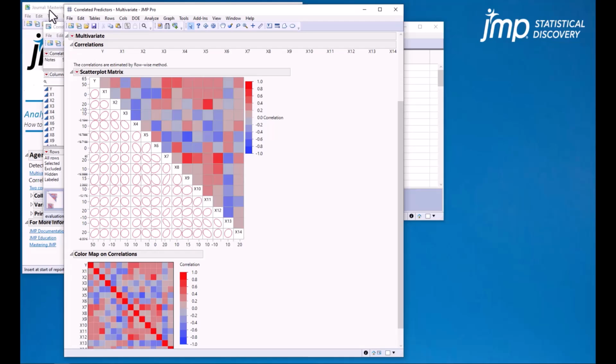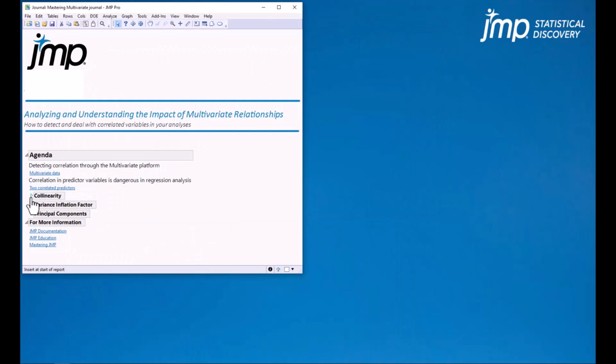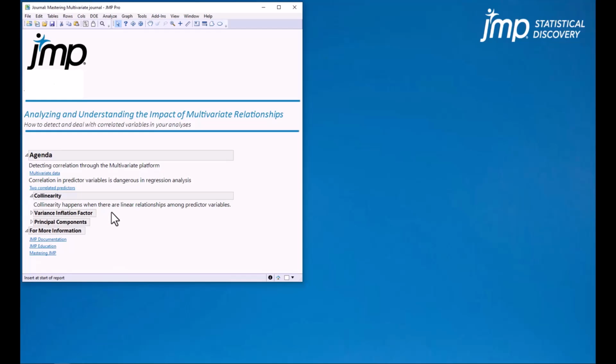Let's take a look at it and see what it means on a simpler example. I'm just going to look at two predictors, so I'll minimize these windows. Back in my journal here, I've got a definition of collinearity. It happens when there are linear relationships among predictor variables, and not necessarily just two at a time. It could be 5 variables at a time or 10 variables at a time, and you may not be able to visualize those relationships with just scatter plots of two variables at a time.